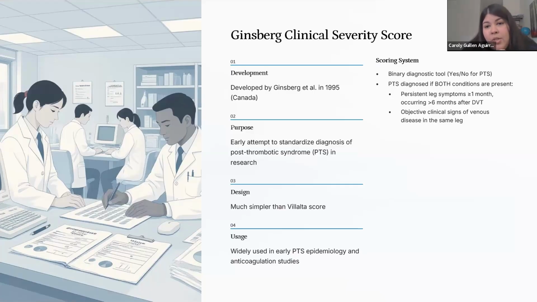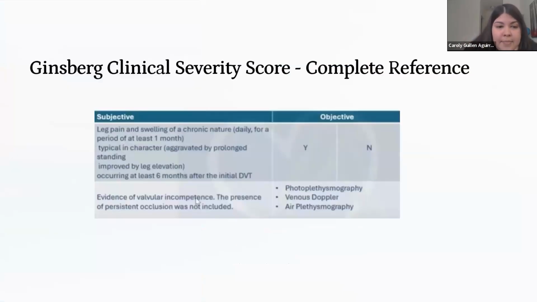It was a binary diagnostic tool. It was like yes or no for the questions, and PTS was diagnosed if both of these conditions were present: persistent leg symptoms for more than 1 month, occurring more than 6 months after a DVT, and objective clinical signs of venous disease in the same leg. So this is the table of the scoring with the questions, and it was only yes or no.